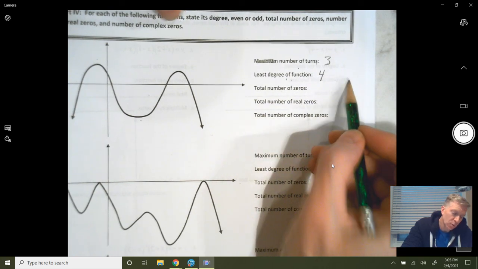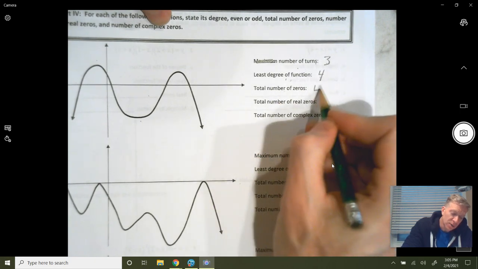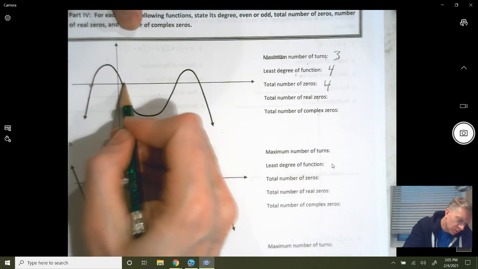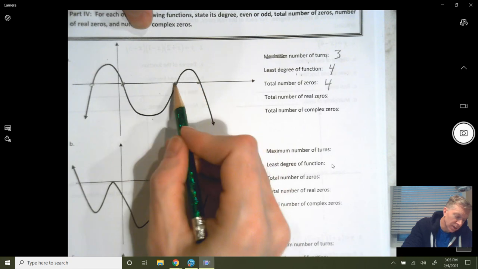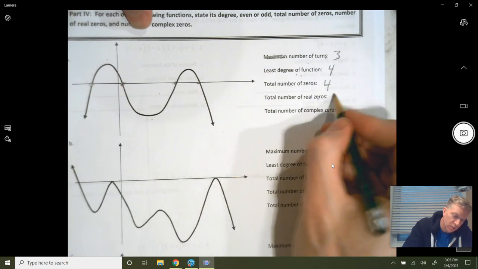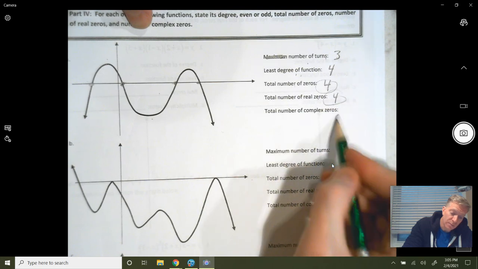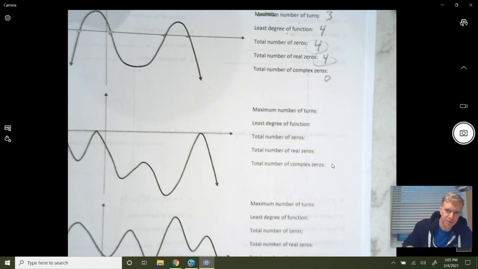Total number of zeros, it matches the degree. So we're going to say 4. Total number of real zeros, well, let's look. 1, 2, 3, 4. Real zeros are actual numbers on the number line that will make your function 0. So 4. If we've got 4 total and all 4 are real, we've got 0 imaginary. All right, let's look at the next one.